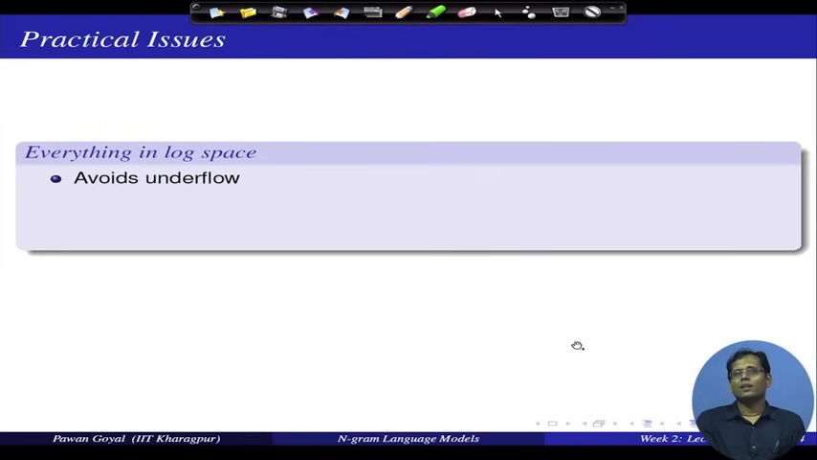Okay, so there are certain practical issues that you might have to be aware of. When I'm doing this probability computation for a sentence, I'm actually multiplying many probability values, and all of these might be very, very small. So if I simply multiply probabilities, it might lead to underflow, and this might just end up giving 0 values for all the probabilities. So it's better that you do everything in log space.